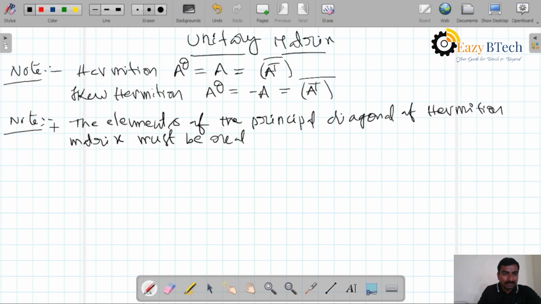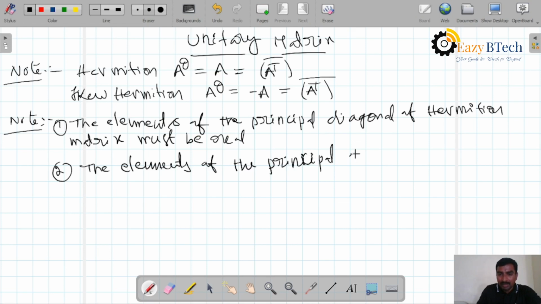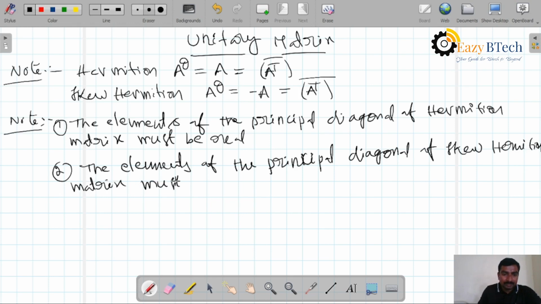The next one, the elements of the principal diagonal of skew Hermitian matrix must be 0 or purely imaginary.